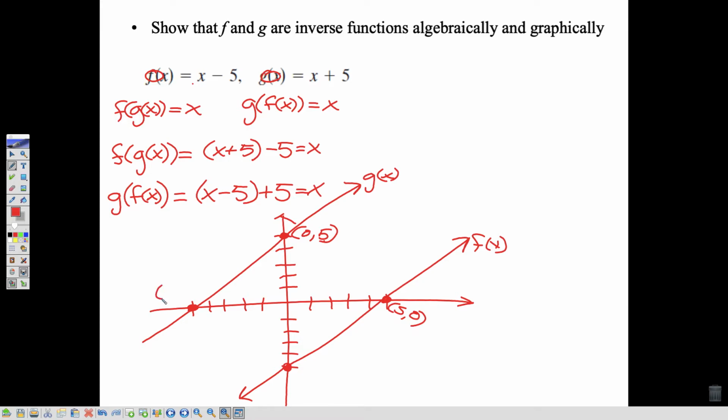This right here is negative 5, 0. So what point better be over here? 0, negative 5. So those were really simple ones. Let's see if we can do another one.